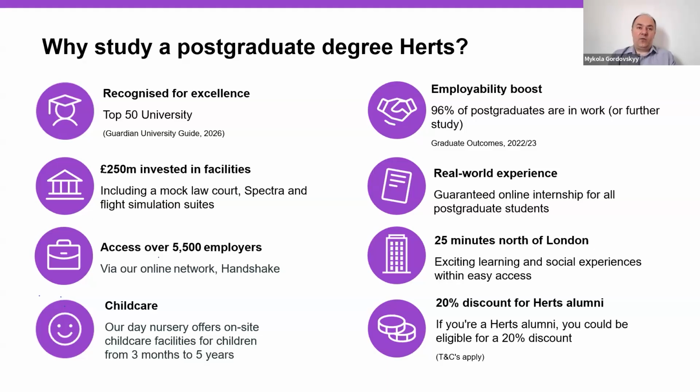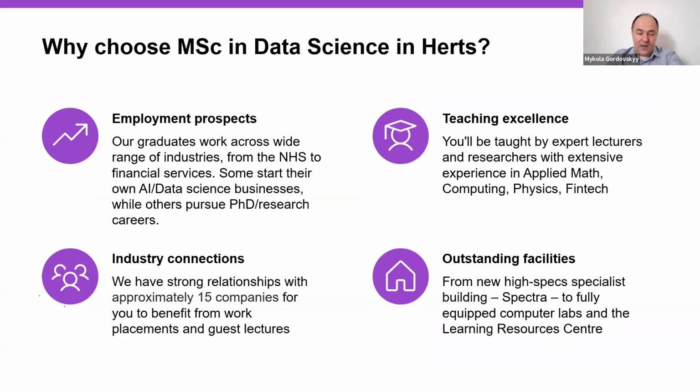The location of the university is one of the attractive points, in my opinion. We're just 25 minutes north of London. So some people may live in London, or in the south of England, and it's a very easy commute. And we have lots of other services, from childcare to a 20% discount for university alumni, for people who did their first degree in Hertfordshire and want to join the postgraduate program.